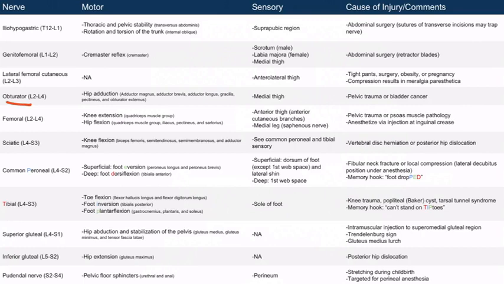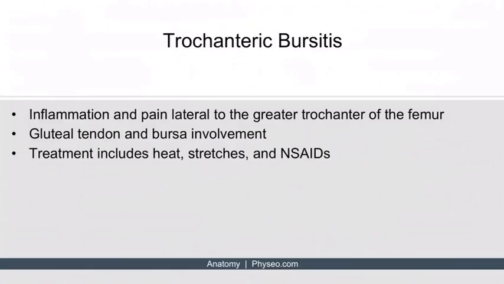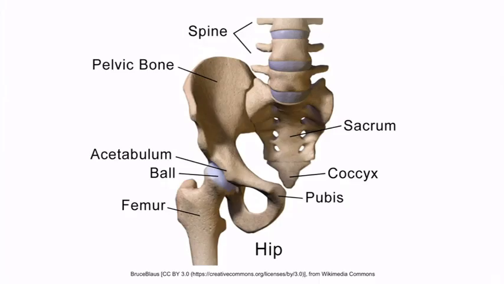Okay, now that we've covered many of the important muscles and nerves of the hip, let's discuss a few other important pathological tie-ins. Trochanteric bursitis is inflammation and pain that occurs lateral to the greater trochanter of the femur. The gluteal tendon and bursa are involved, and the treatment is conservative, which includes heat, stretches, and NSAIDs. If we look back at this image of the hip, you can see that the greater trochanter is right here.